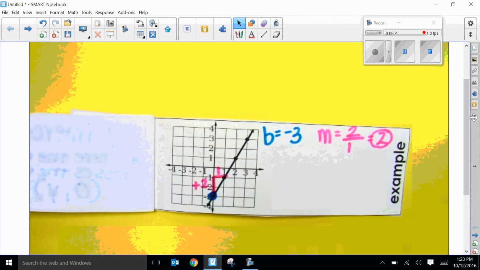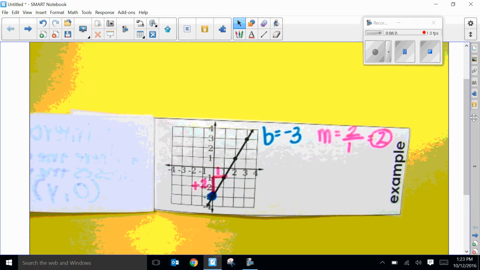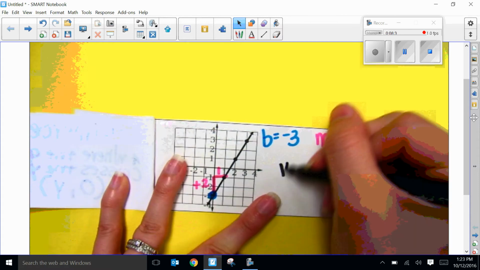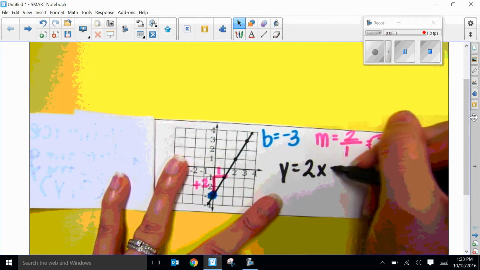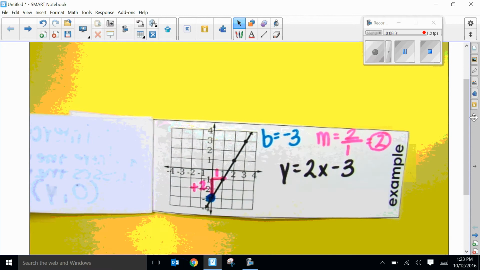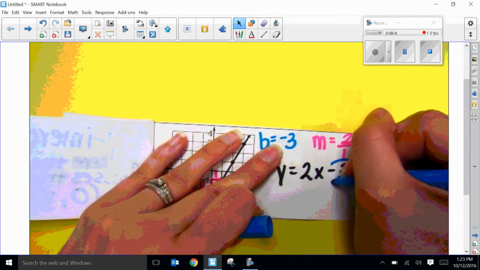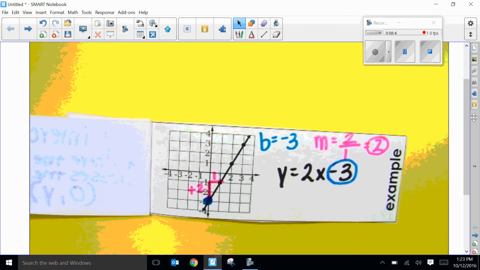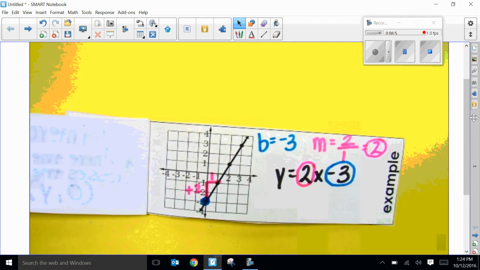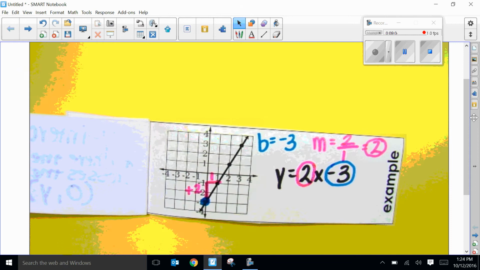Okay, so I'm going to write this in y equals mx plus b. That means y equals 2x minus 3. And you can see where all the pieces are. My y-intercept is right here, and we just make it a -3 since it's a negative number. And my slope is right here, the coefficient of x, just like before: 2x minus 3. You can see them on the graph and how you can get those from the graph as well.